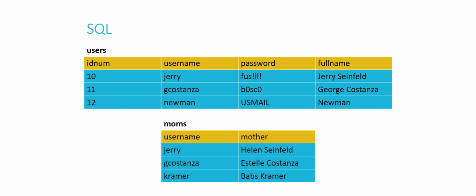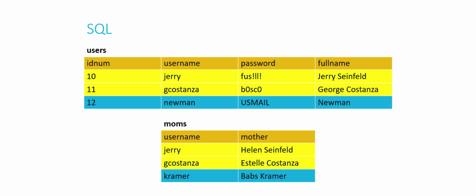Here are our 2 tables at the outset. This is all of the information that I'm trying to get to start with. I'm going to join these 2 tables together where users.username equals moms.username.